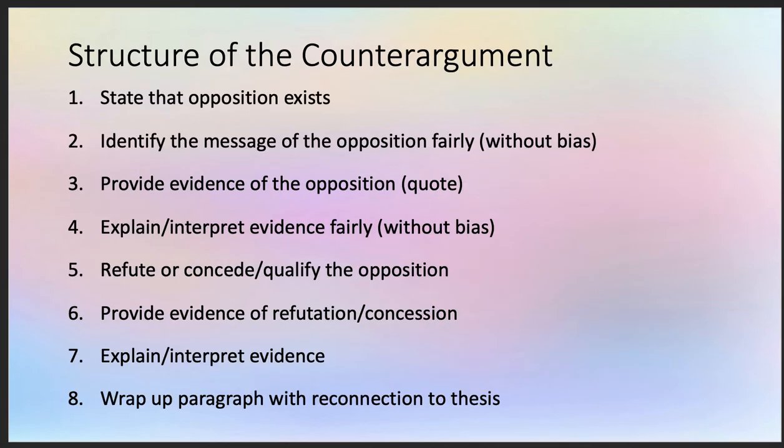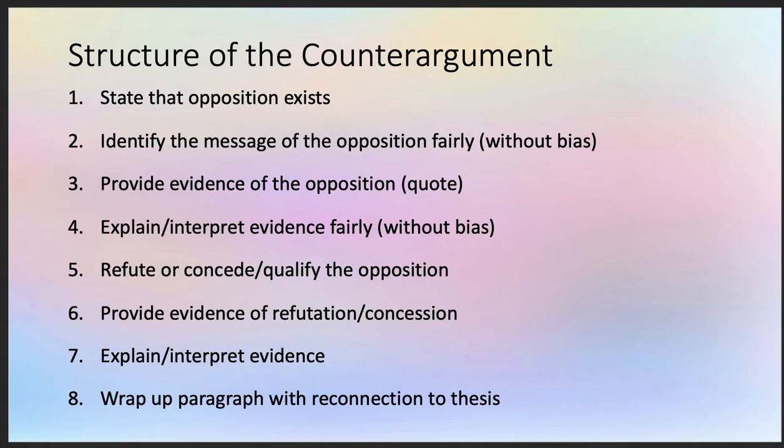In terms of structuring the counterargument, it's pretty basic. You need to begin, number one, by stating that the opposition exists. This is going to be the claim in the paragraph, basically. Two, identify the message of the opposition fairly and without bias. What is the opposition actually saying? Number three, provide evidence of the opposition, like a quote, that kind of thing, so that we know that you're not misrepresenting them. Four, explain and interpret that evidence fairly.